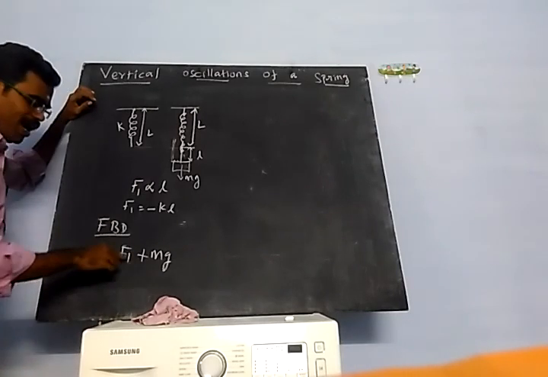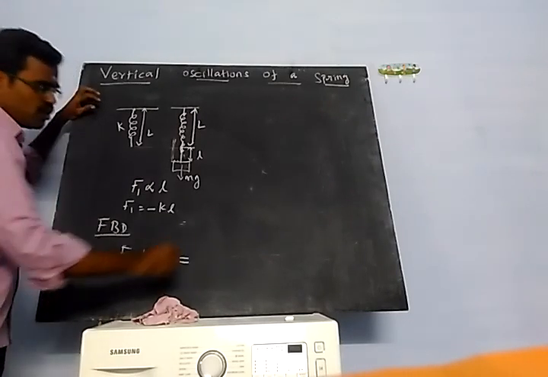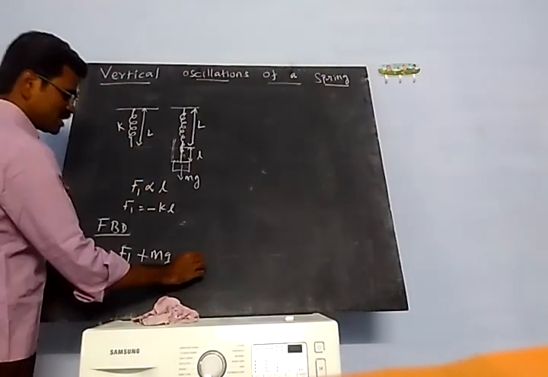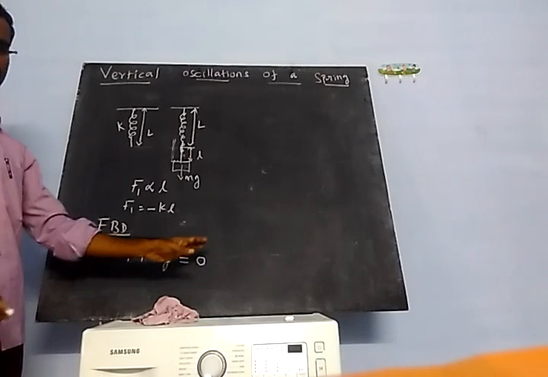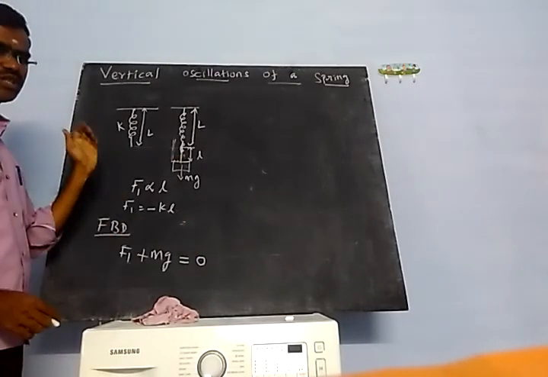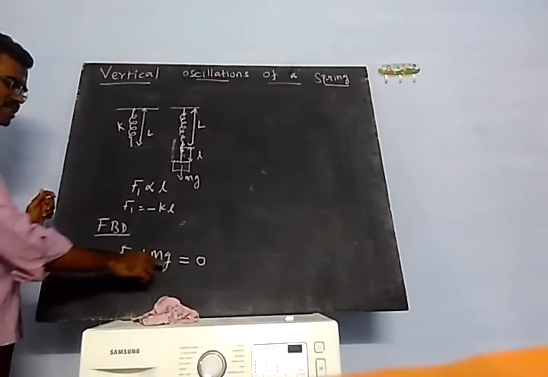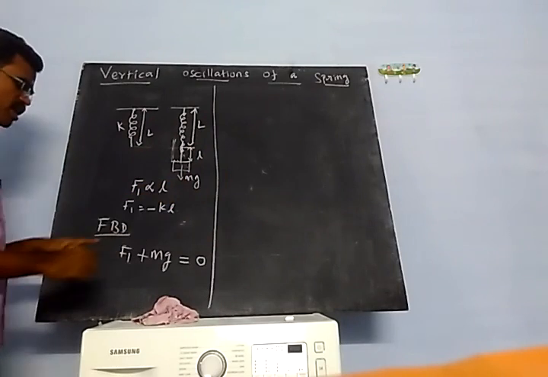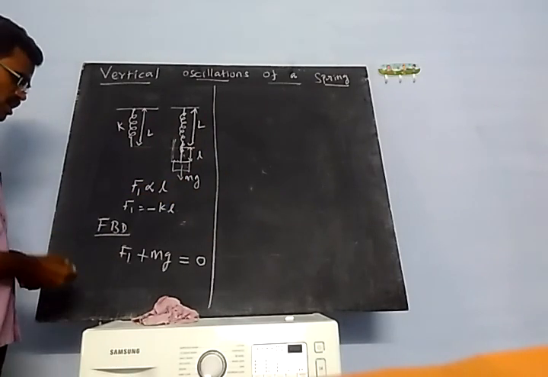So F1 plus mg is equal to, is there any acceleration? No, the acceleration is 0, because it is at the equilibrium position only. So F1 plus mg is equal to 0.